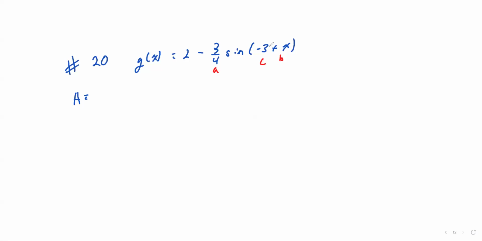So you can rewrite it if you would like, but just know that the B is what's being multiplied to X and the C is what's either being added or subtracted to the X. And then, of course, this is our K, but it's not part of finding any of our information. So the amplitude is the absolute value of -3/4, which would just be 3/4. Our period here would be 2 pi divided by 1, which remains 2 pi. And then our phase shift would be -3 divided by 1, which in this case is -3.